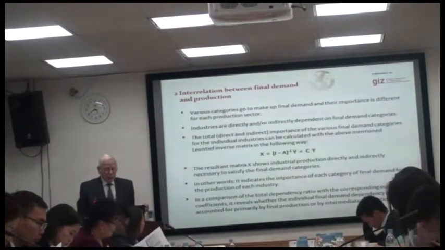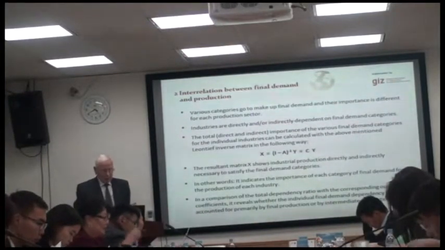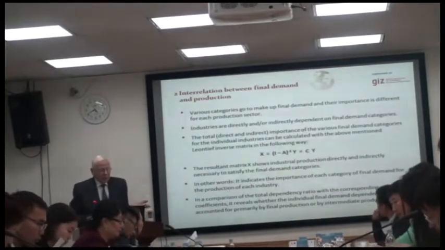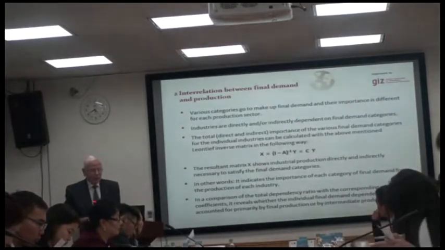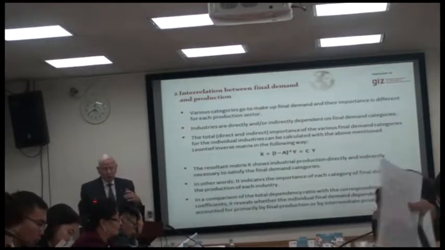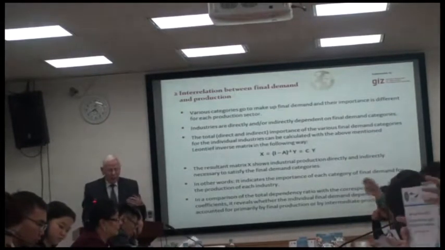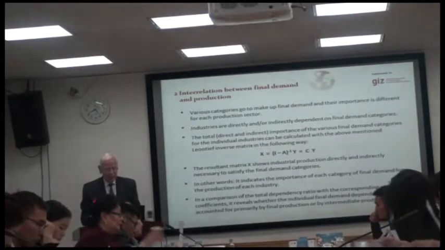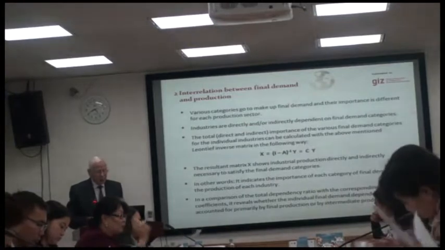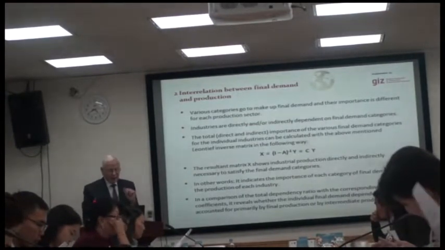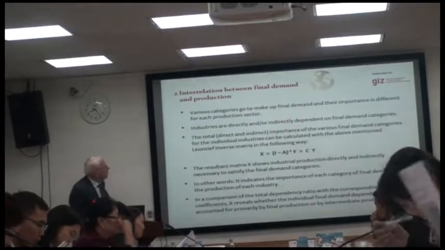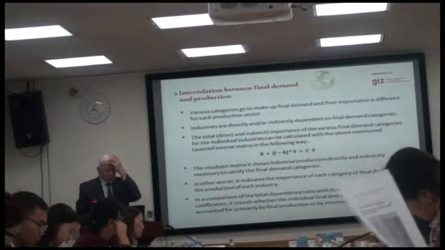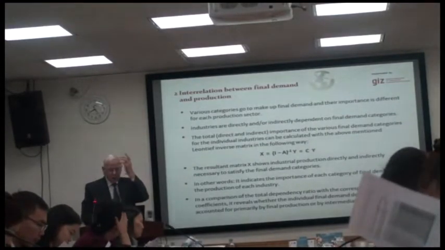Industries are directly and or indirectly dependent on final demand categories. So far we know from our output coefficients only that industries are directly dependent on final demand categories. According to our approach of the inverse coefficient, we have extended our direct dependence by also the indirect dependence. And the total direct and indirect importance of the various final demand categories for the individual industries can be calculated with the above mentioned Leontief inverse matrix in the following way.